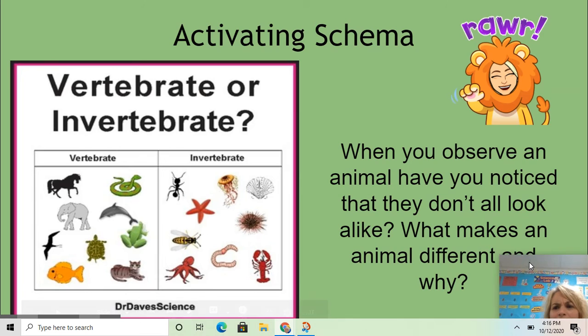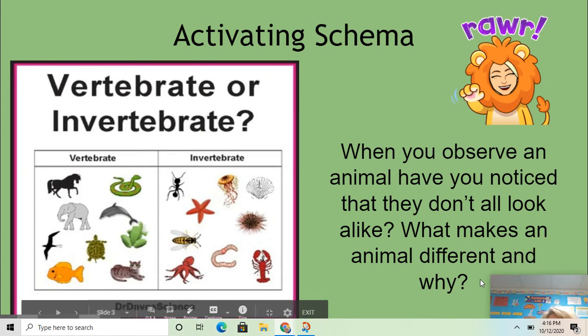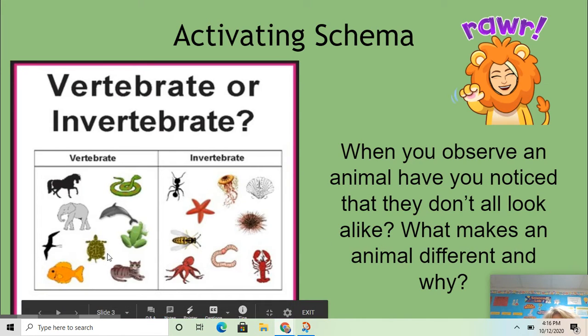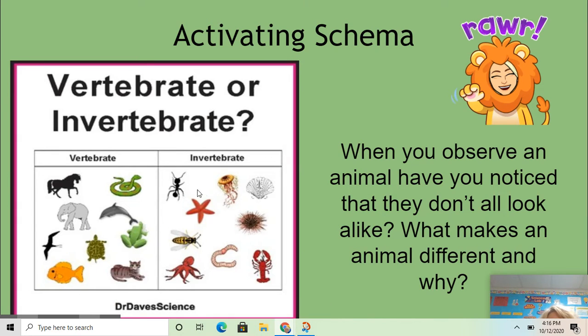So let's take a look at this chart. Vertebrate or invertebrate. When you observe an animal, have you noticed that they don't all look alike? What makes an animal different and why? So as you look at these pictures, I'm hoping you see animals that are familiar to you. A horse, an elephant, a fish, a cat, a frog, a snake, just some of those.